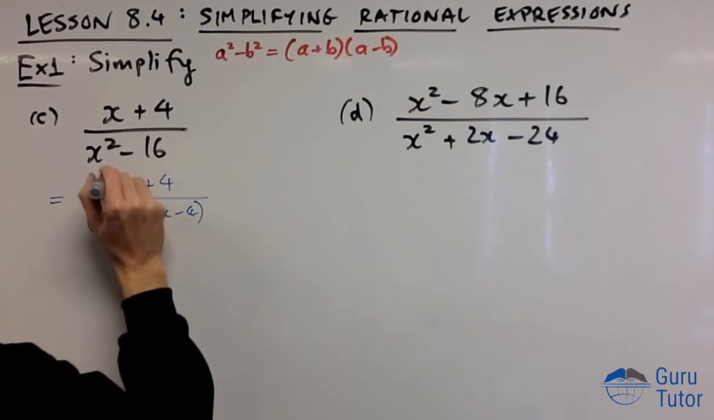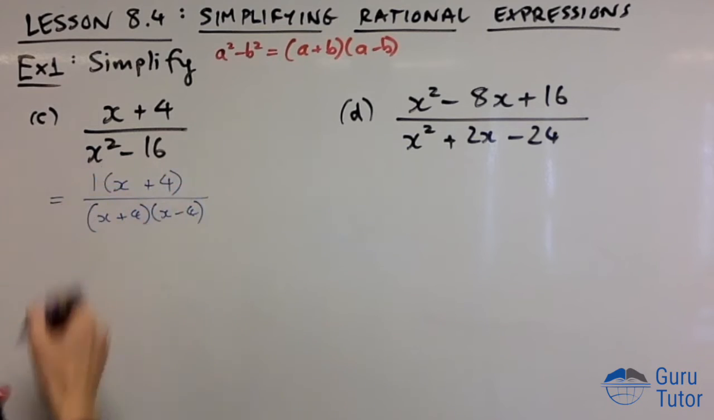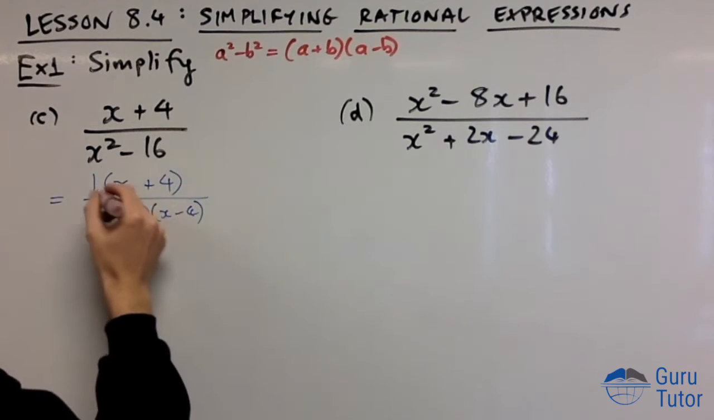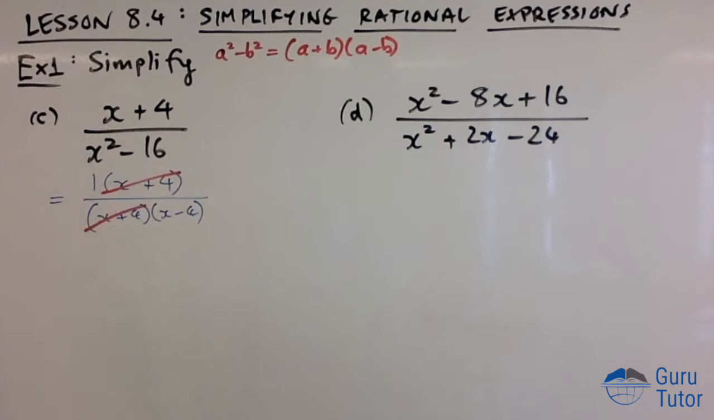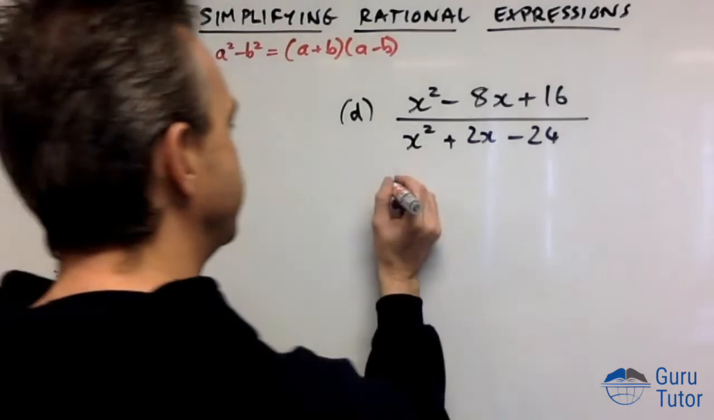And on the top we can cancel. So this is on the top, it's kind of like this, right? It's that with a 1 out the front. So the x plus 4 cancels with x plus 4, leaving 1 over x minus 4. Stop. That's it.